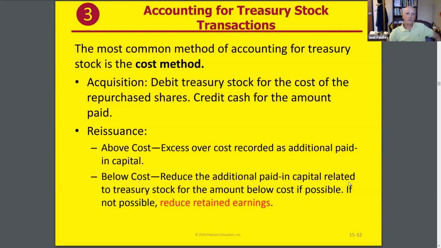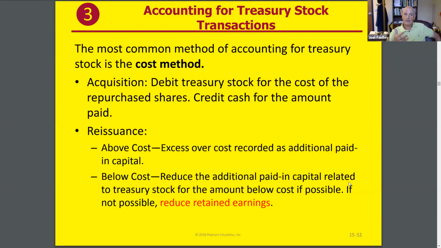All right, once we purchase our stock through acquisition, we debit treasury stock, credit cash, because I have to pay cash. If I'm a company, I have to pay cash to buy my own stock back. It is an investment, although it's not an asset. It is a contra equity account. But what happens if I take that stock and then resell it, meaning I reissue?